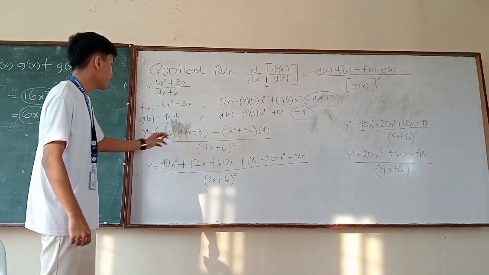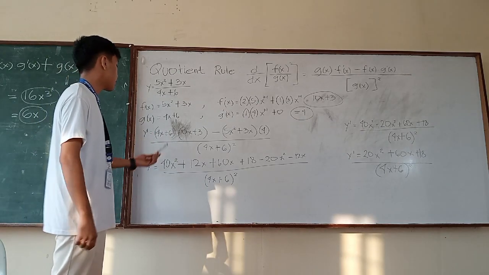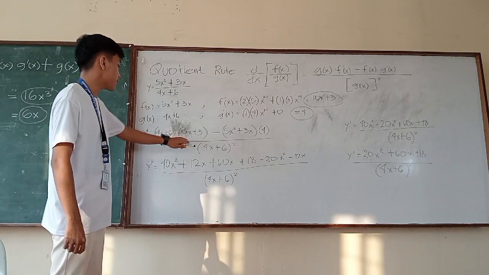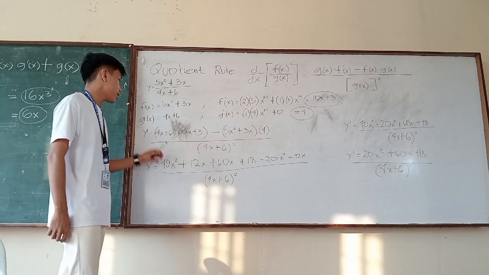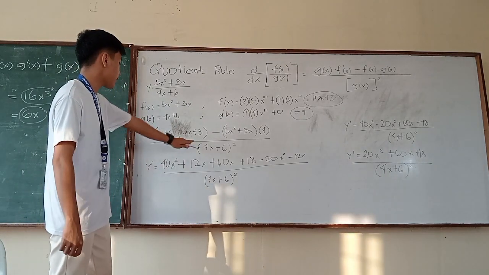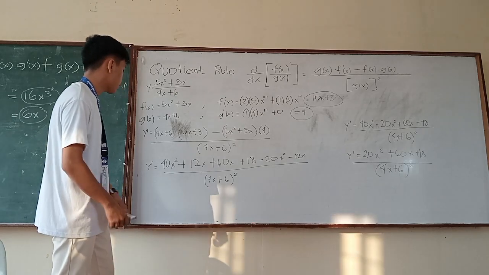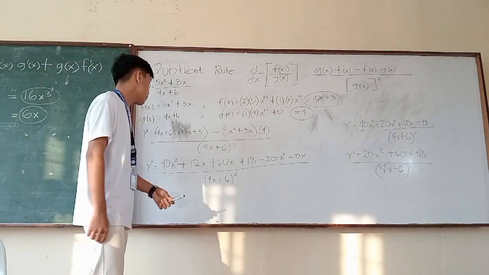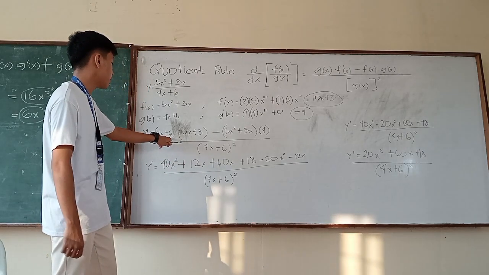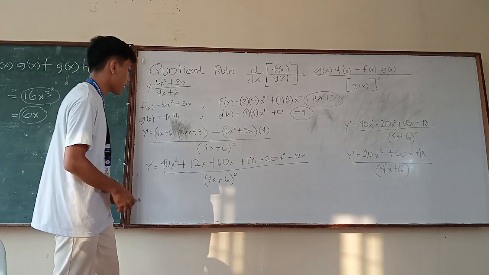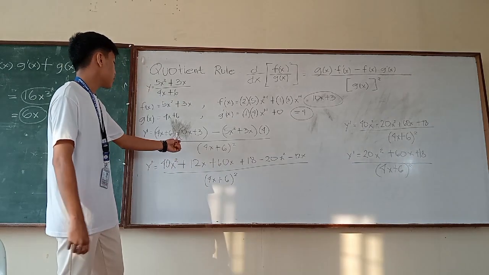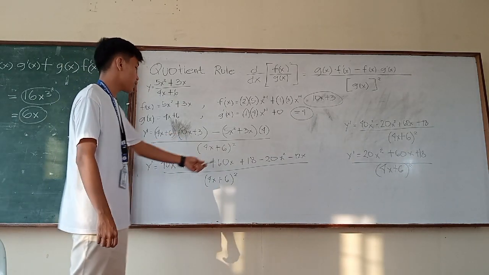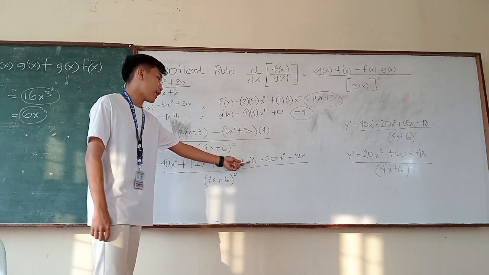So, 4x times 10x is equal to 40x squared. Then 4x times 3 is equal to 12x. Next, we have 6 times 10x is equal to 60x. And then 6 times 3 is equal to 18.